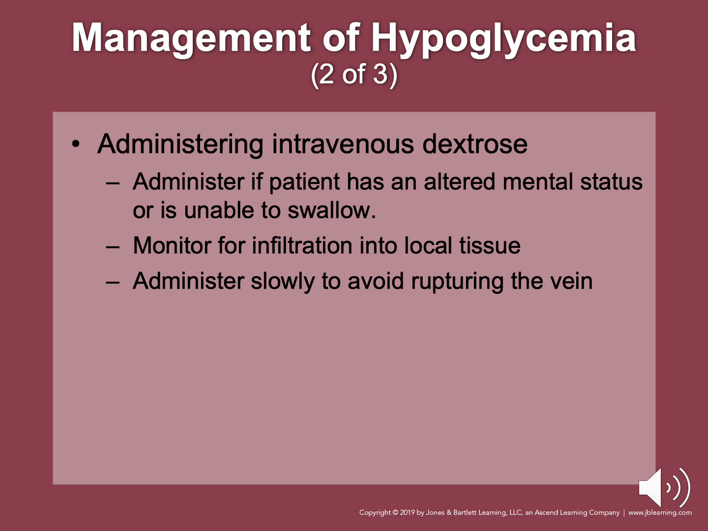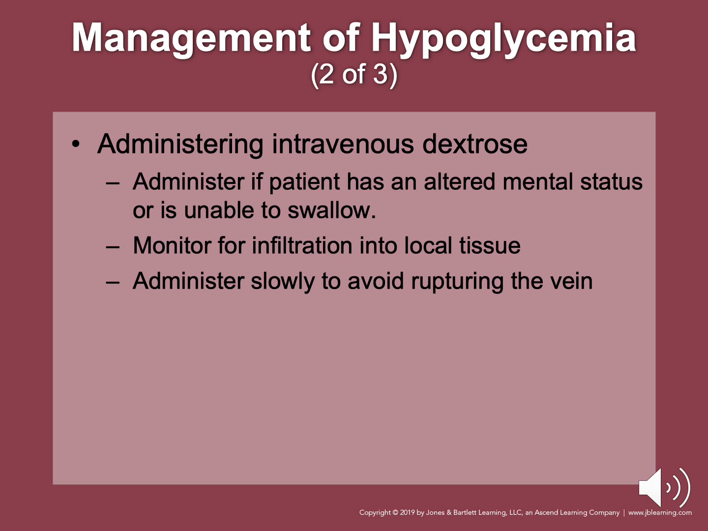The dosage is 12.5 to 25 grams in adults, and 0.5 to 1 gram per kg via slow IV push of D25 for children age 1 and older. For neonates and infants, it is 200 to 500 milligrams per kg of D10 solution. So please give dextrose by IV push while carefully monitoring for infiltration into local tissue.